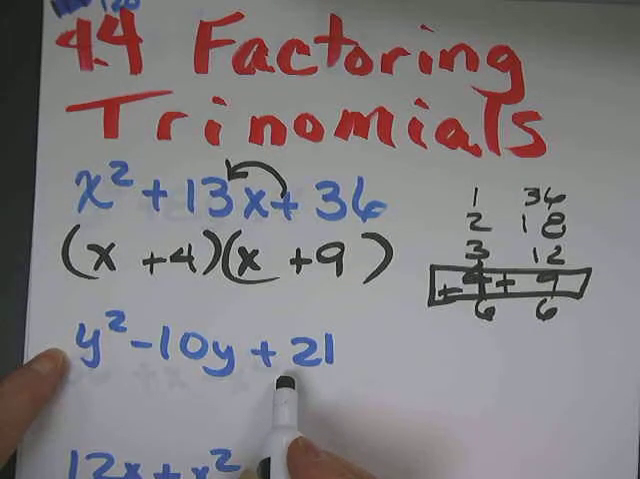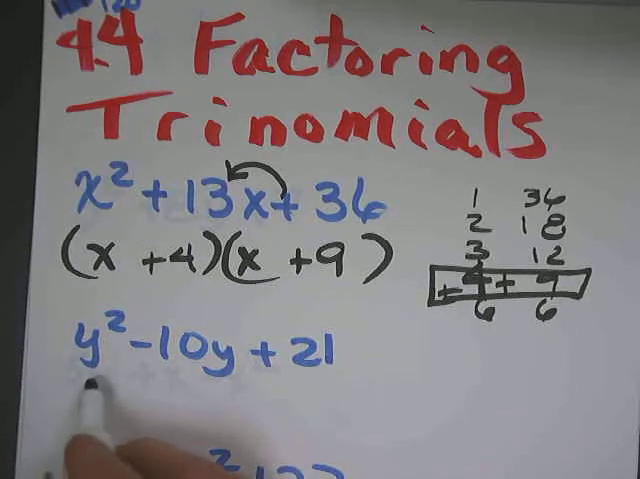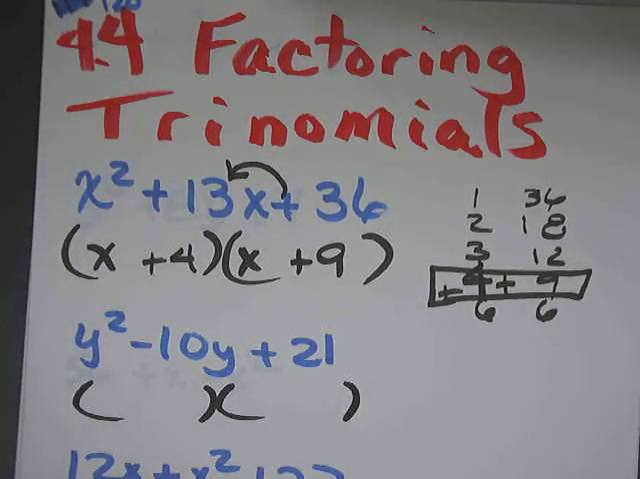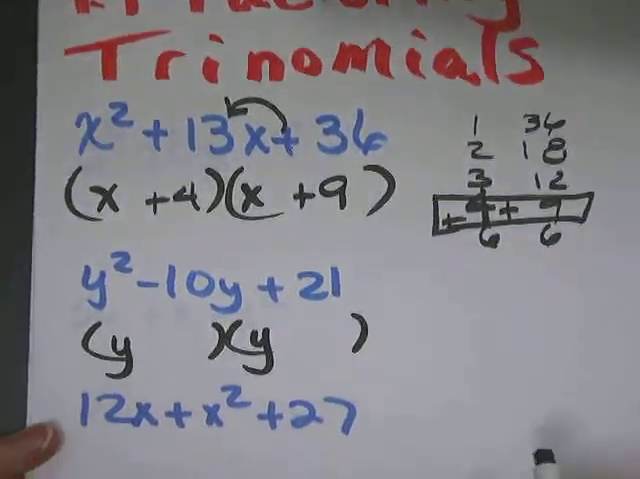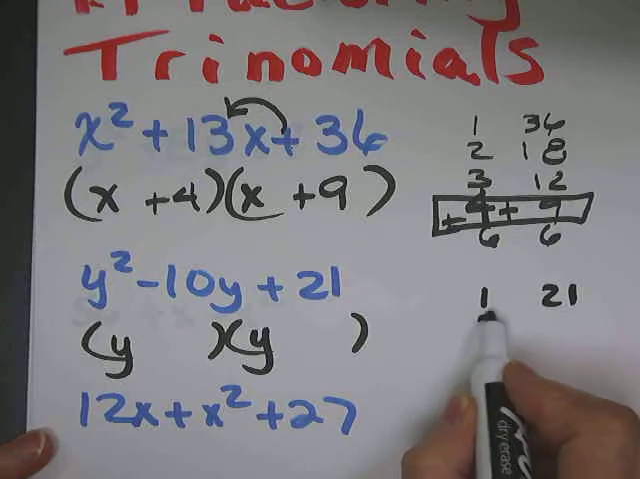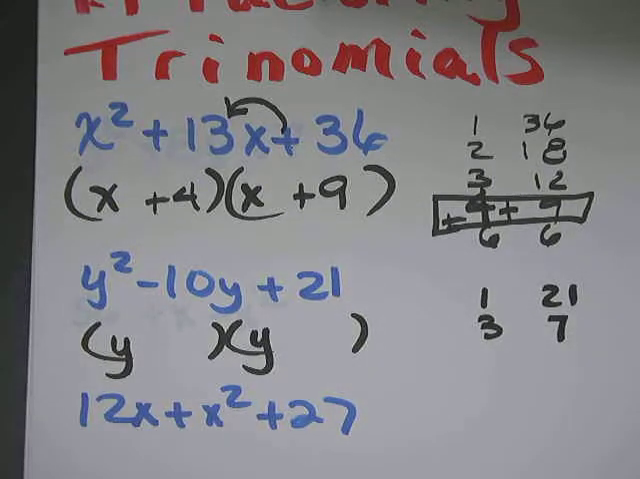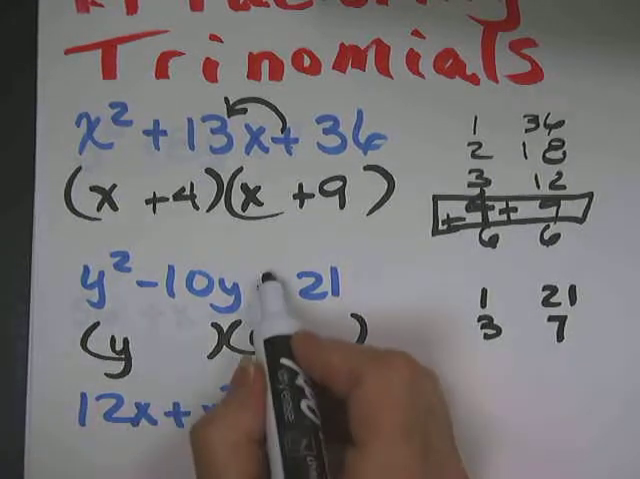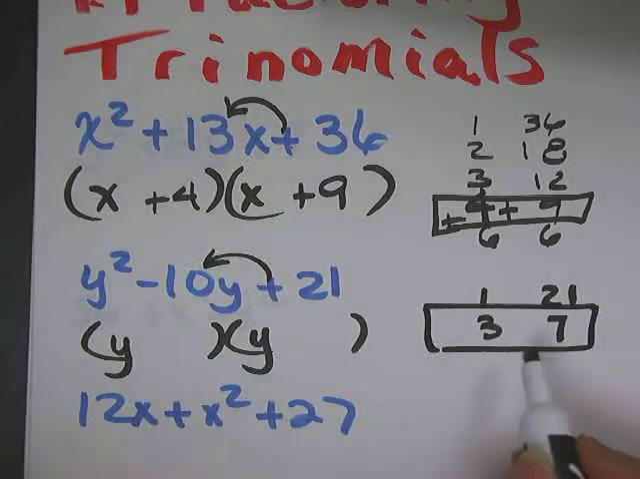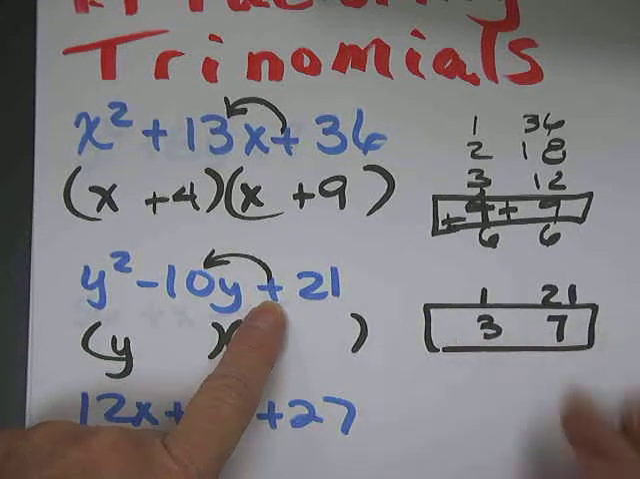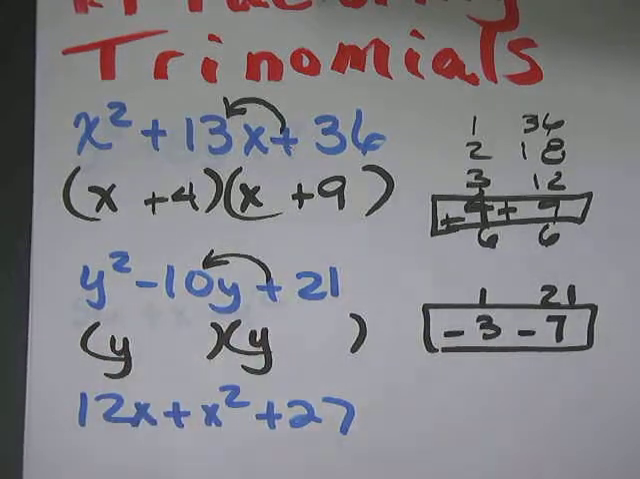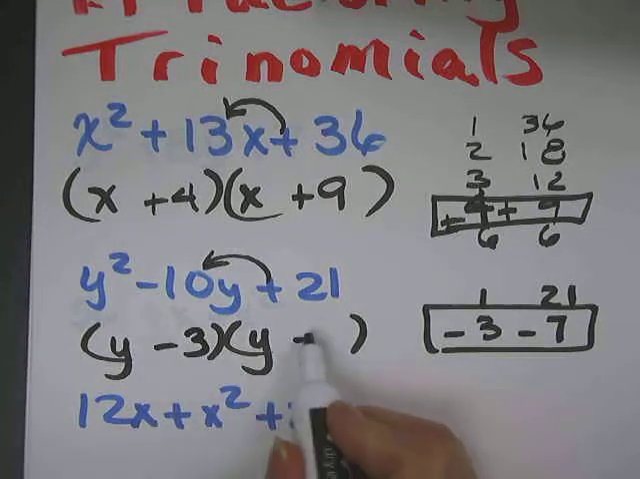Okay, no common factor, right? First thing you always look for, common factor. No common factor, so we're going to get the 2 factors. We're going to FOIL it. Y squared is y times y. We got 1 times 21, 3 times 7. 3 and 7 add up to 10. If it's a plus here, it's the sum of these numbers, and it's the same sign.